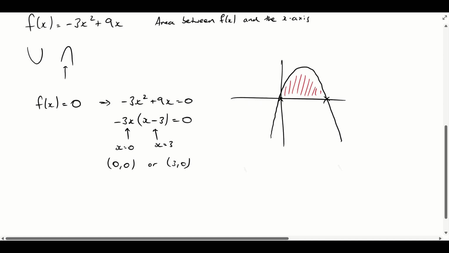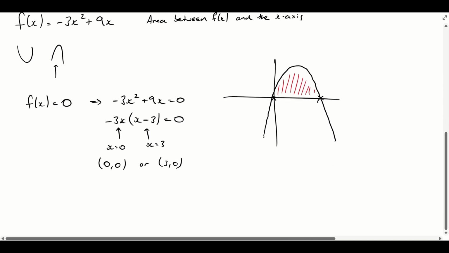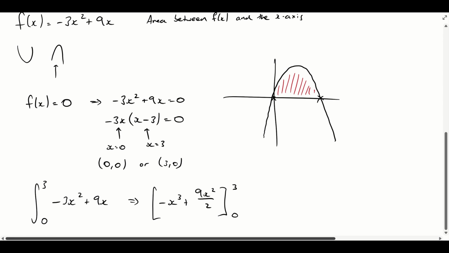So quite simply, if I want to calculate this area, I just integrate from 0 to 3, and I integrate my function, -3x squared plus 9x. So I integrate that, and I would get negative x cubed plus 9x squared on 2. You can check that, just adding 1 to the power and dividing by the new power, and we do that from 0 to 3.